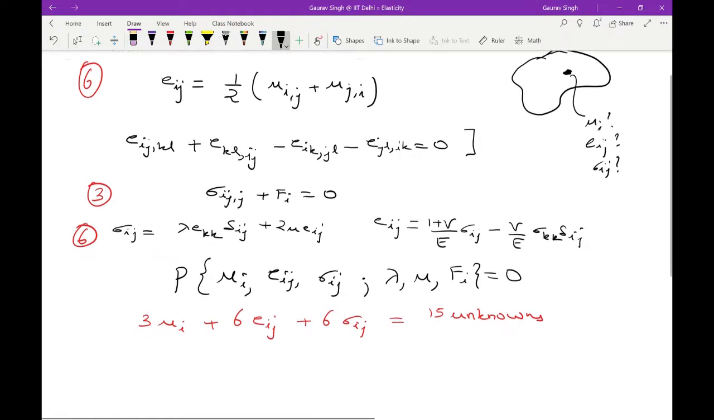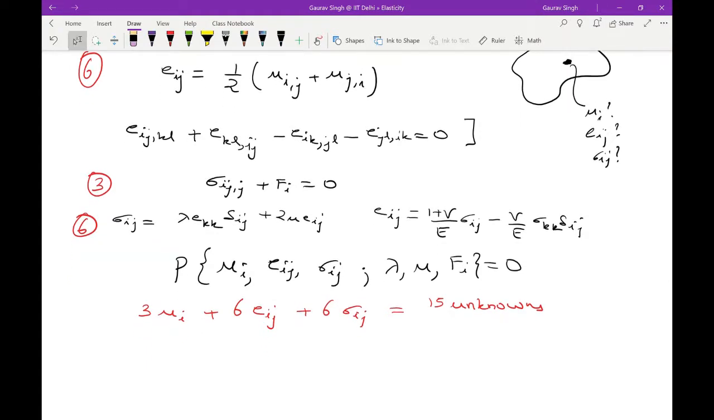Okay, so you had 15 field relations, this and this and this, and then you have 15 unknowns. So this is somewhat of a good thing for us, and now we'll see how the actual formulation can be done by including the boundary conditions. It is a reassuring fact, as given in your textbook, that the number of equations matches the number of unknowns to be determined. Okay, and we'll see how we can proceed with this.